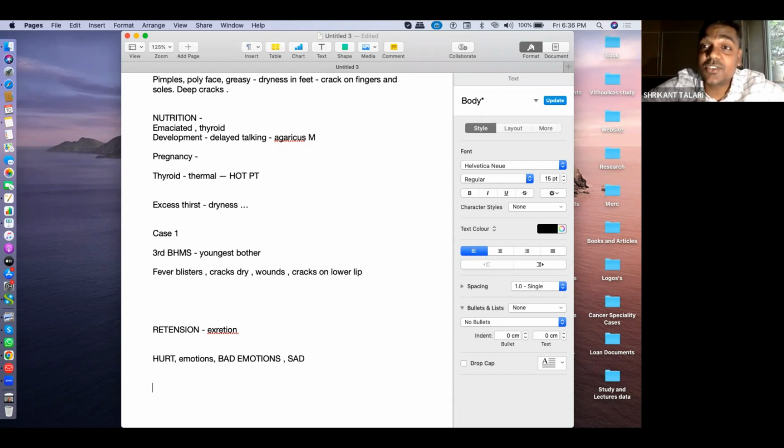So what is sadness for Natrum? The main thing for Natrum is, they feel that this one person in my life is everything. They seem to just invest in one person. Just invest in that one person.